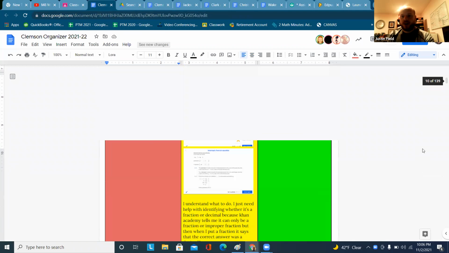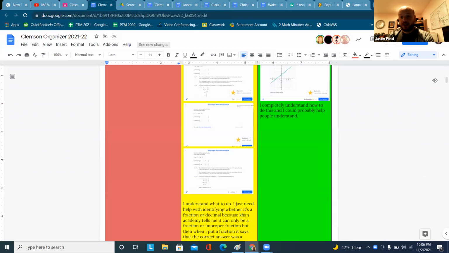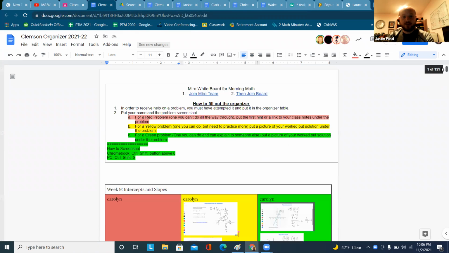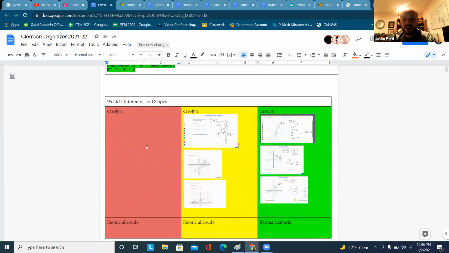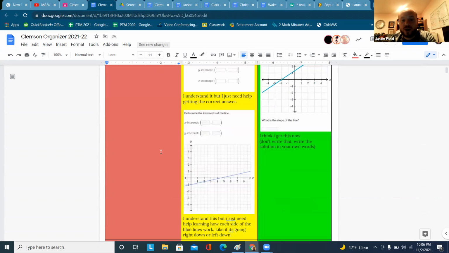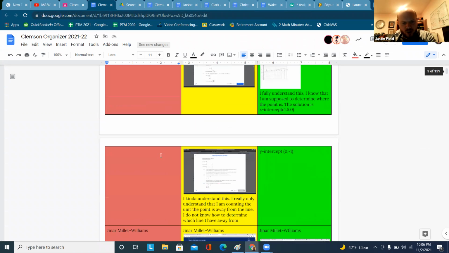All right, so we got 10:06. Mr. Fields making progress, but hey, look at Clemson. All right, I know Wake Forest. We're gonna look at your organizer too, but we've got to look at this because yesterday this table was blank. Okay, and now people are really trying.